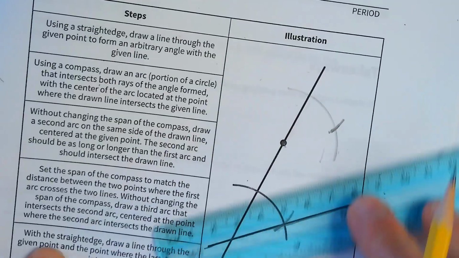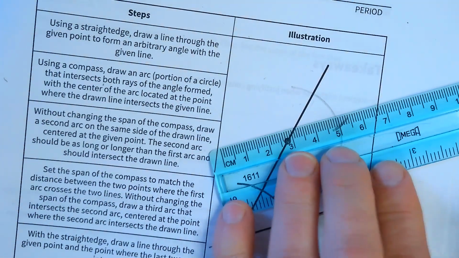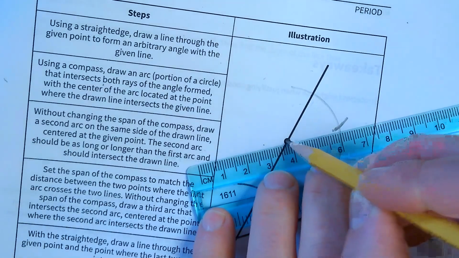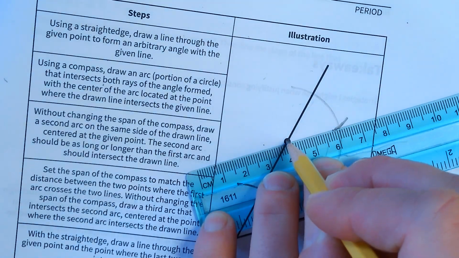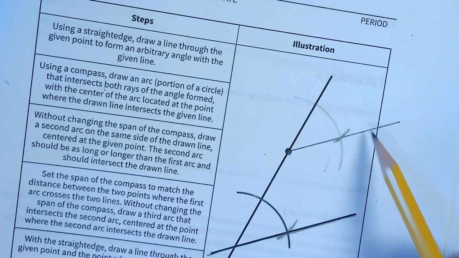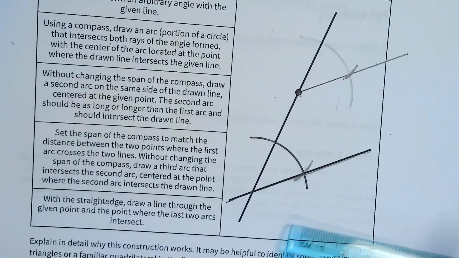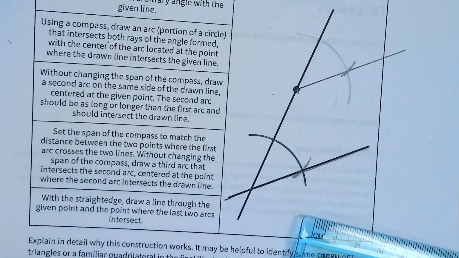And lastly, with a straight edge, draw a line to the given point and the point where the 2 arcs intersect. So this is the given point that we started with, and there's where the 2 arcs intersect, and that is parallel to that. Now, why are we for sure that that's parallel to that?